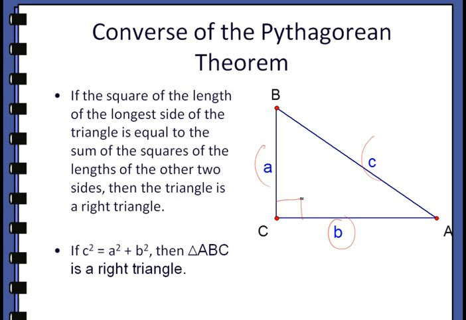So whereas the Pythagorean theorem states if you know you have a right triangle, then a squared plus b squared equals c squared, the converse of the Pythagorean theorem states if you do not know this is a right triangle, but a squared plus b squared equals c squared, then you can deduce that it's a right triangle.